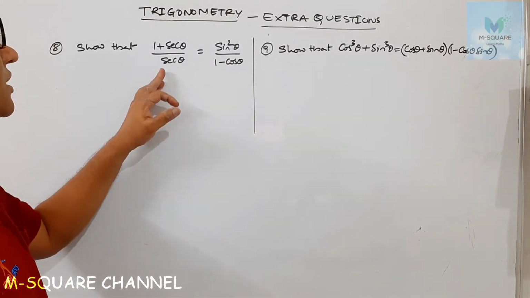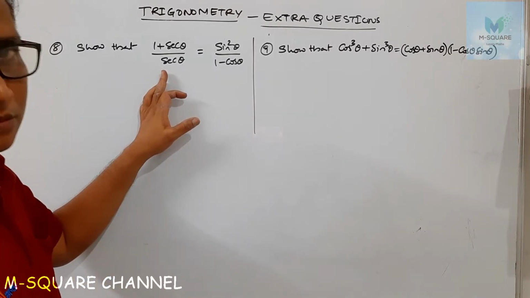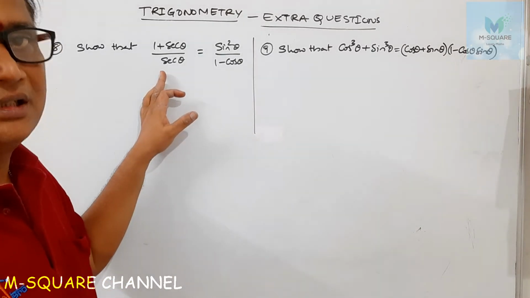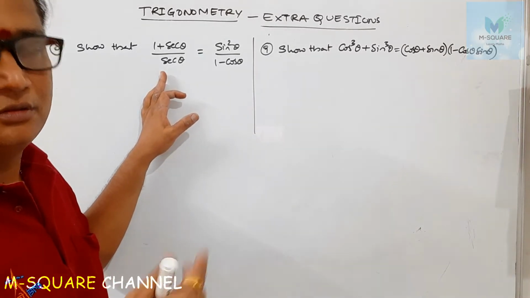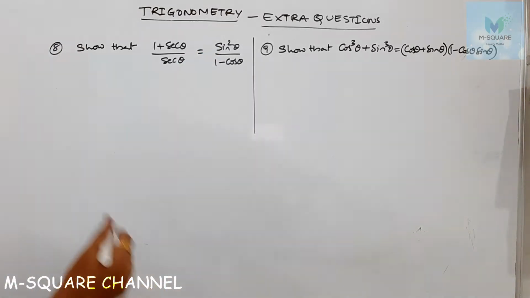But here 1 plus cos theta will come, so we take the conjugate, 1 minus cos theta by 1 minus cos theta, and multiplying, you can get this answer. I will show how we can do it.